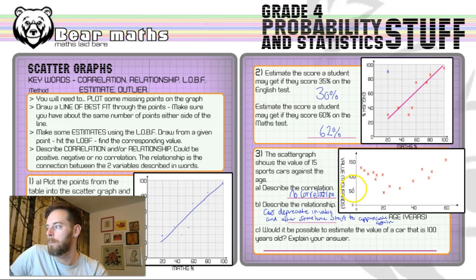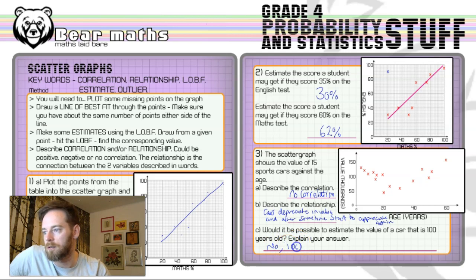Okay. Would it be possible to estimate the value of a car that is 100 years old? We need to explain the answer. So what we say here is no, it wouldn't be possible. It's possible to do it, but it would be what we call extrapolating results, which means taking an idea of something from outside the range of data that's been collected. We don't have to use the word extrapolate because it's a fancy word. We can just say it's outside.